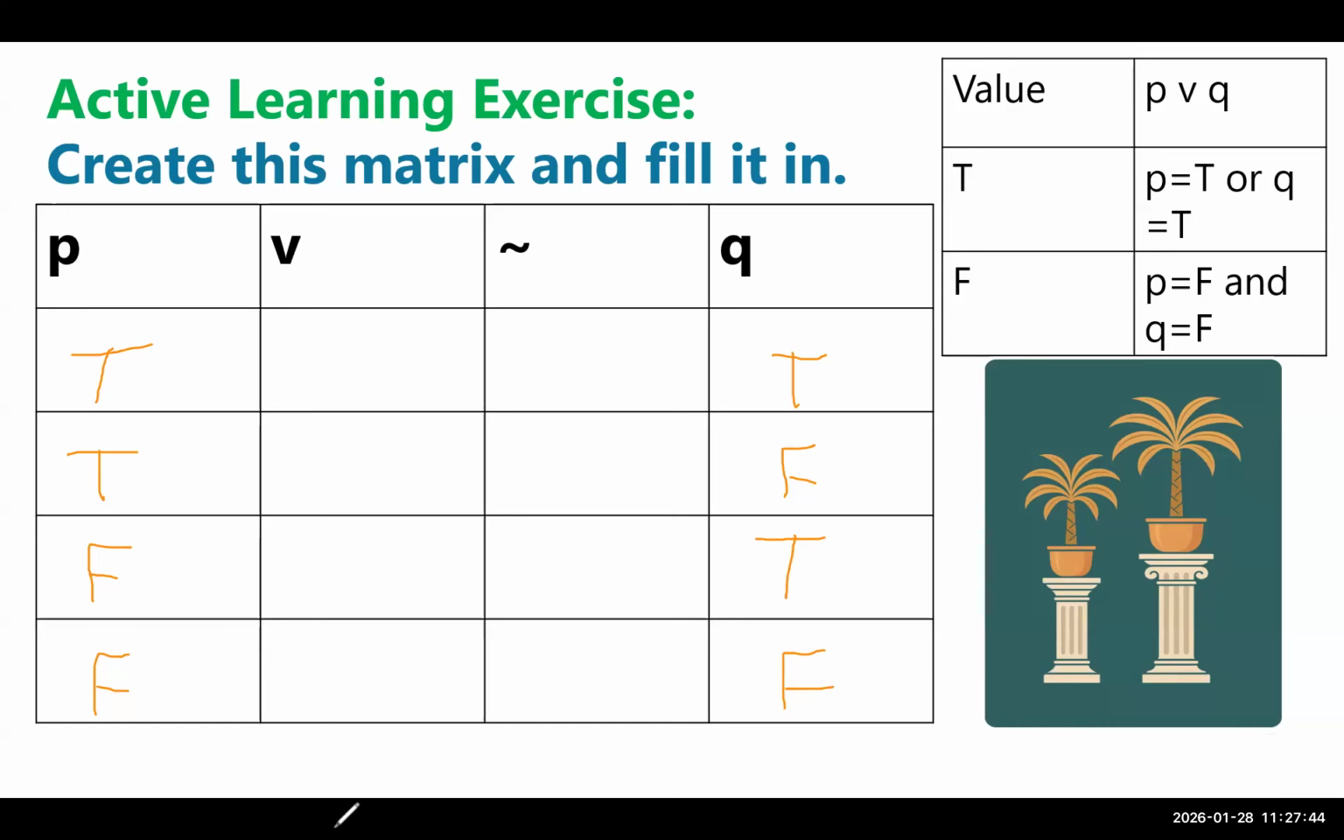Okay. Then we have to do the minor operator first. So the negation is going to work on this Q directly. So we go false, true, false, true.